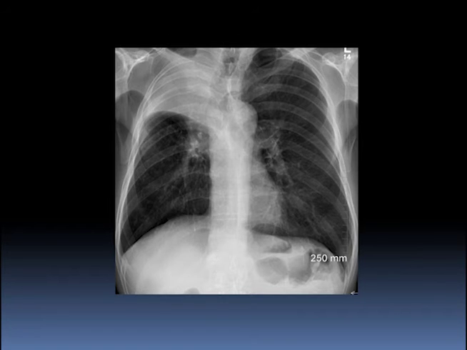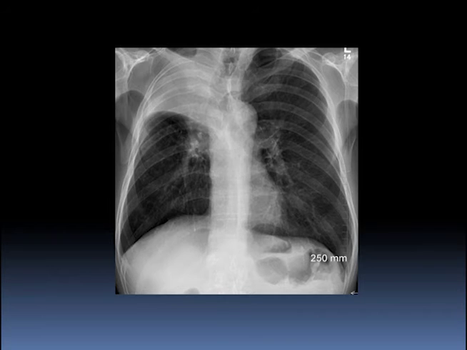Now, we can see a line here. This line is the minor fissure. The minor fissure usually sits well below this area, and here it's been pulled up. So this is a direct sign of volume loss in the upper lobe. We can see consolidation there, which is what we expect, okay, and volume loss as well. So when we have consolidation and volume loss, we call this collapse.